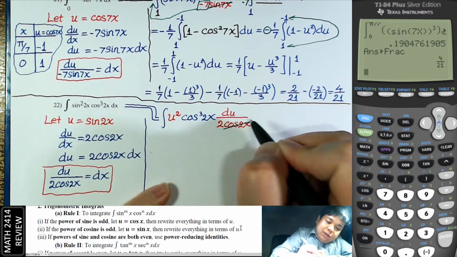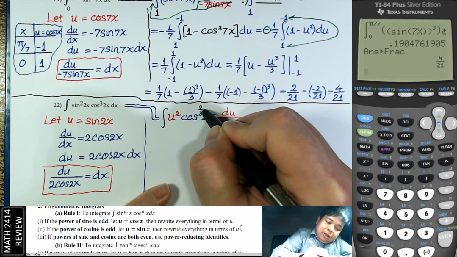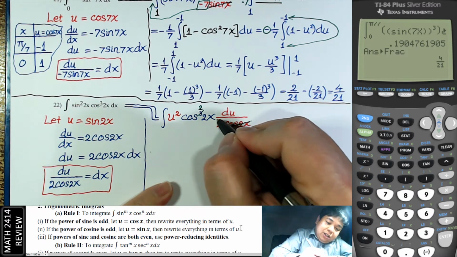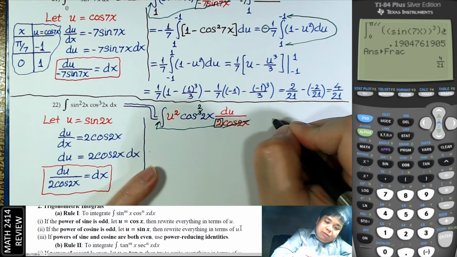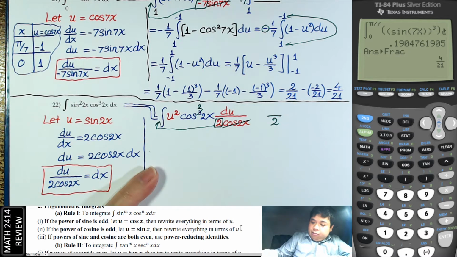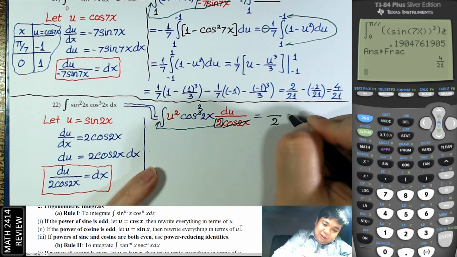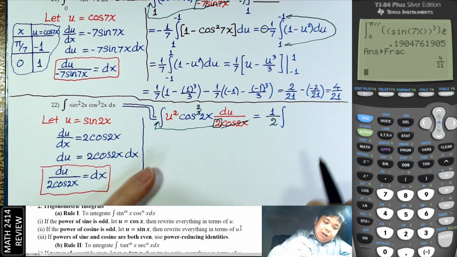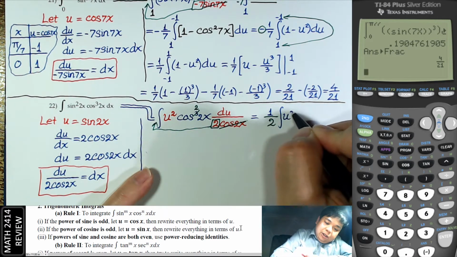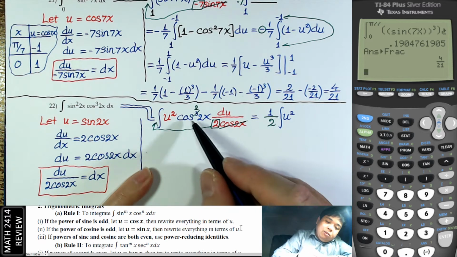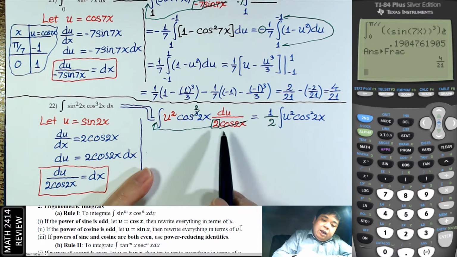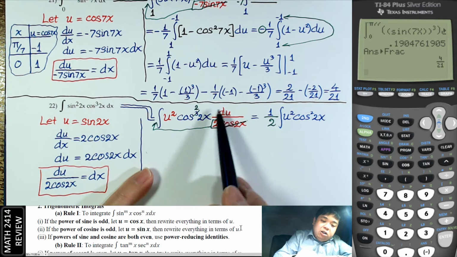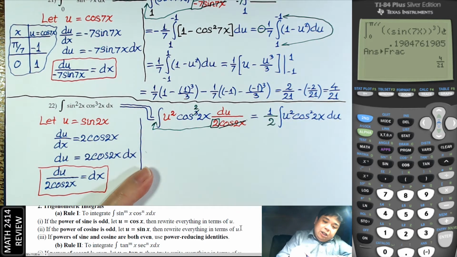So I can cancel 2 of them. I mean, one of them, there's 2 left. And there's a 2 here. Take it outside, and that will stay at the bottom. Right, so there's u square, and then the cosine square up to x. And the 2 and the cosine, that's gone. There's only du left.